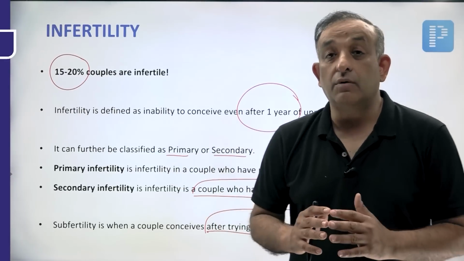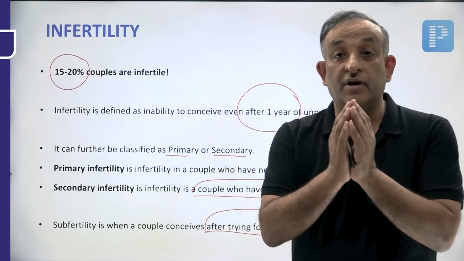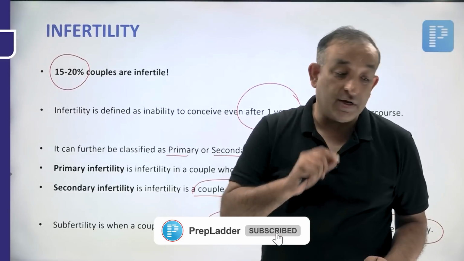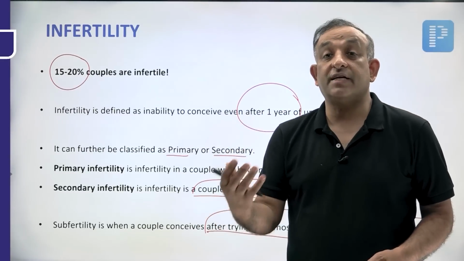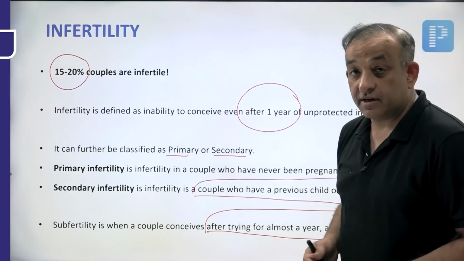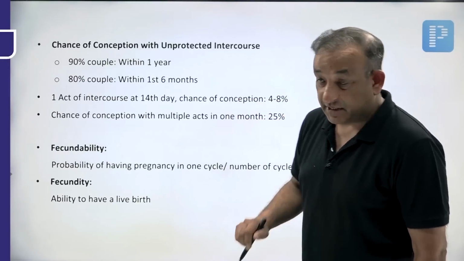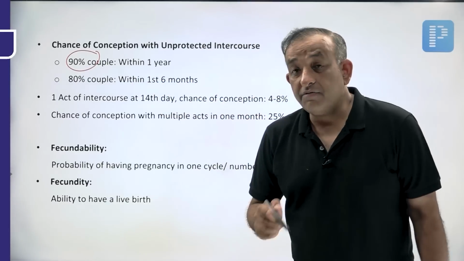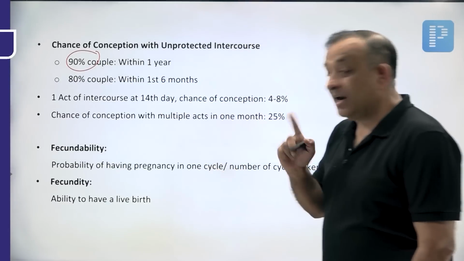And it has been found that when people stay together and have unprotected intercourse for a year, then 90% of these couples will conceive within 1 year of trying. So these are all proven population data which will tell us that they should wait for a year at least. Now, that's why we say chance of conception with unprotected intercourse, 90% couples will conceive within 1 year. In fact, 80% couples will conceive within 6 months of trying.